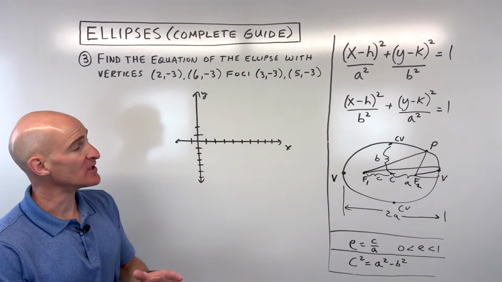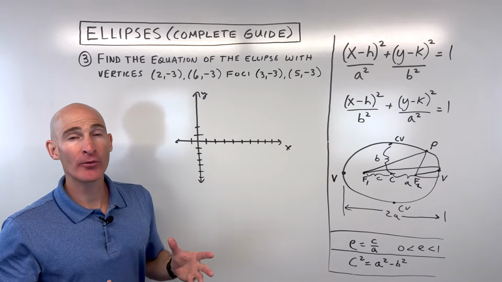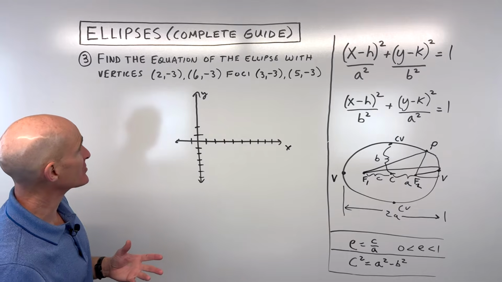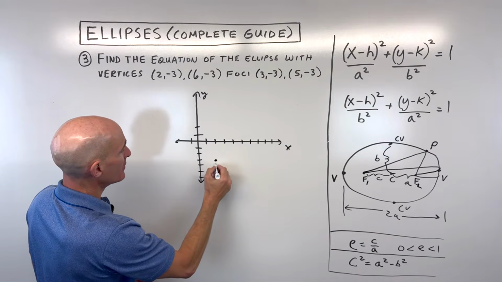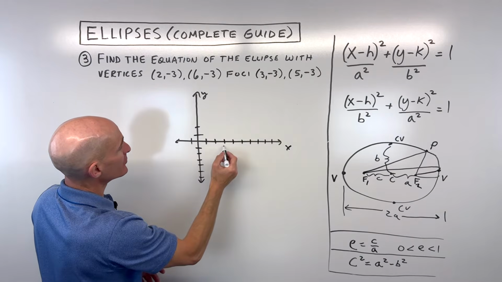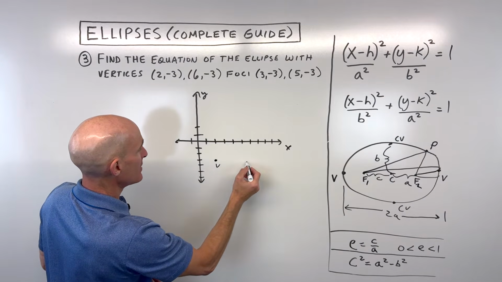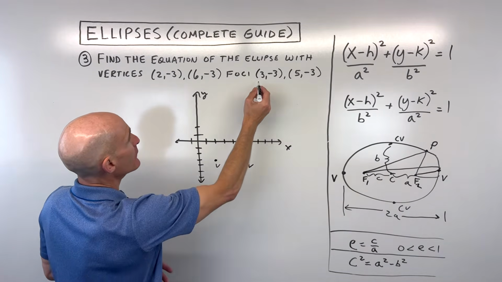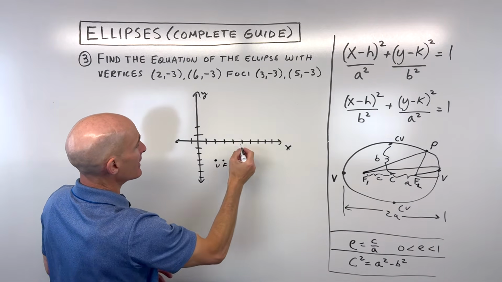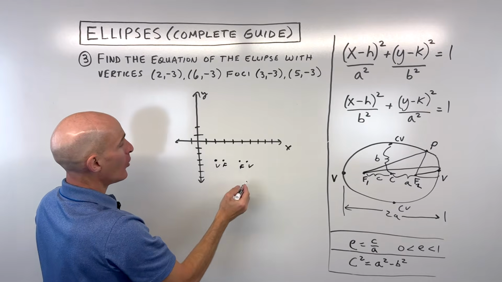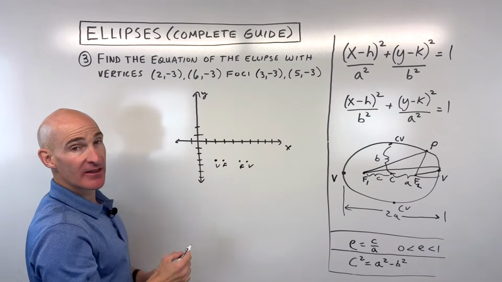First thing I like to do is sketch a graph that'll help us visualize what this ellipse looks like. So vertices at (2, -3) would put us right here. V for vertex, (6, -3), 3, 4, 5, 6, right about here. And foci at (3, -3) and (5, -3). Okay, so we can see our ellipse looks something like this, right?